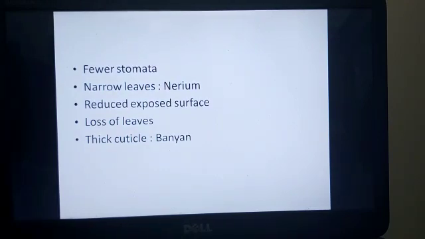Now the second adaptation is fewer stomata. That is, the number of stomata in the plant is lesser. Next is narrow leaves. This example is once again Nerium. The leaves may become narrower to reduce the surface area. Reduced exposed surface. In some cases, leaf may get wavy, rolled or folded to reduce the exposed surface. Loss of leaves. In some cases, leaves may be dropped or may be absent or changed into spines as seen in cactus. Next is thick cuticle. Leaves may be covered with thick cuticle, for example banyan tree and evergreen trees. This also is an adaptation that reduces transpiration to a very great extent.